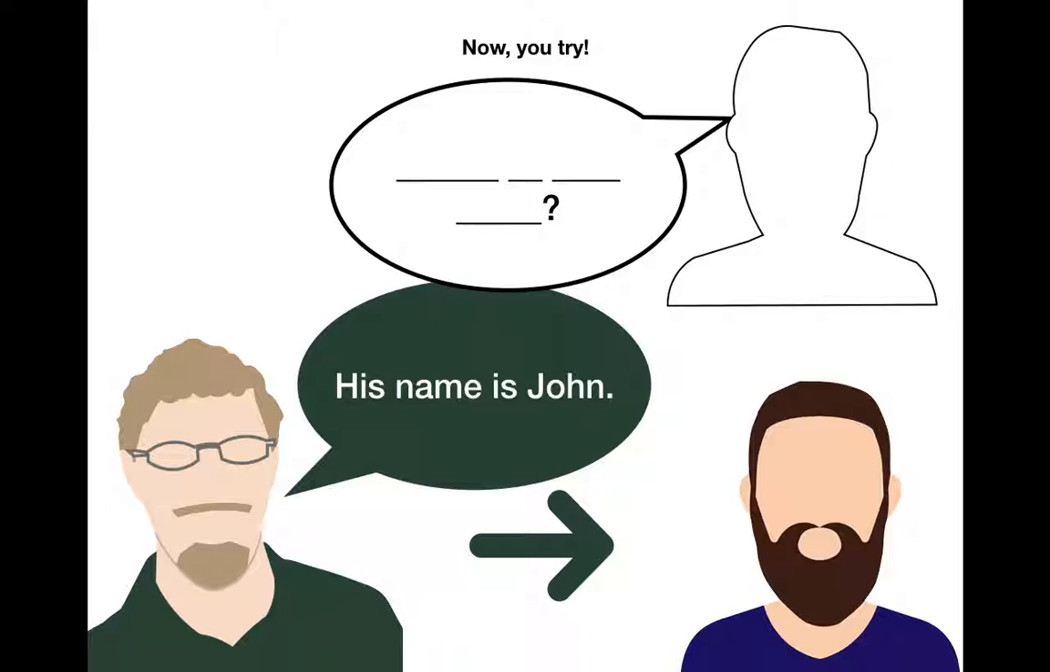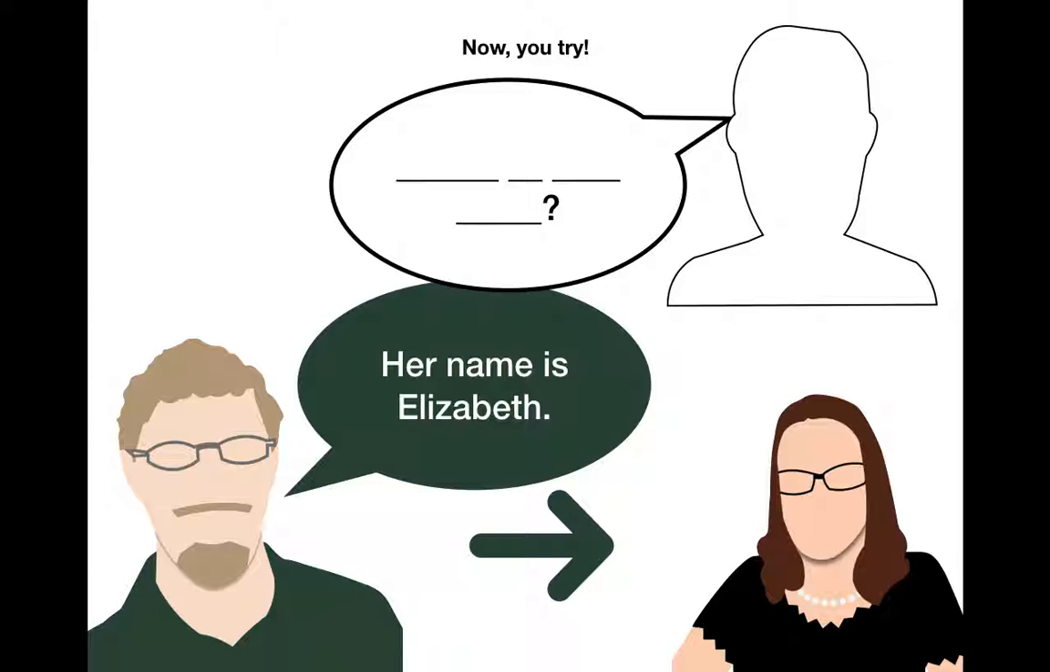Now you try. His name is John. The answer. What is his name? His name is John. Now you try. Her name is Elizabeth. The answer. What is her name? Her name is Elizabeth.